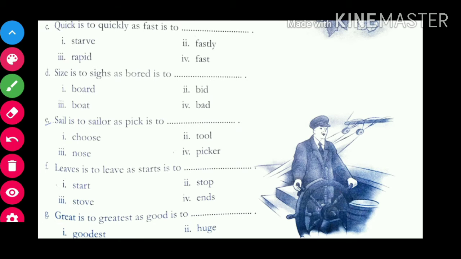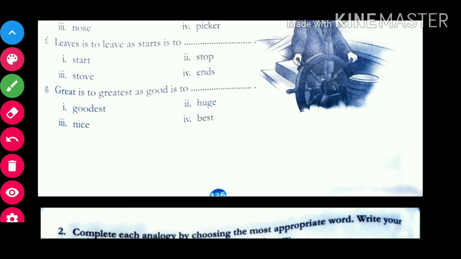Come to next, F. If leaves is to leaf, then as starts is to, what would be the answer? It would be start. Okay, this one was easy. Now come to G. If great is to greatest, then good is to best. Comparative and superlative degree, if you remember. So what would be the superlative degree of good? Best. So this is how you have to do this exercise.